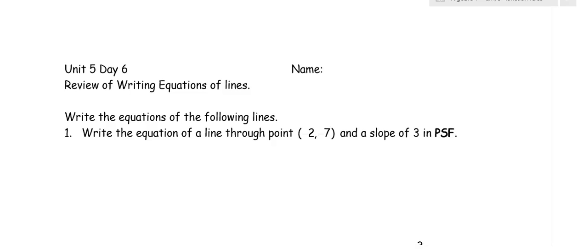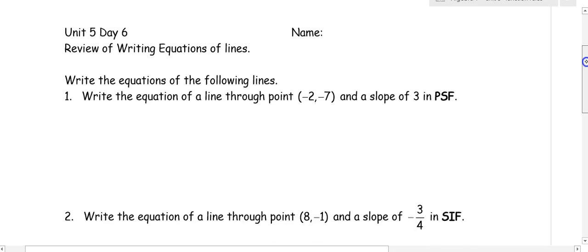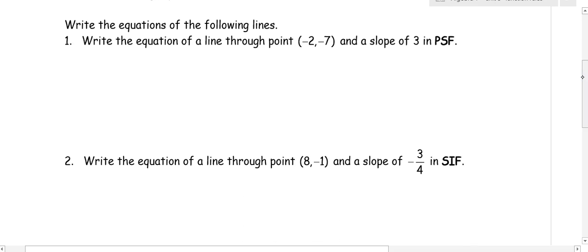This video is a review of writing equations of lines. So we're going to talk about problems that we did from the day 5 video and from the day 6 video. So in the first problem it says write the equation of the line through the point -2, -7 and a slope of 3 in PSF, which is point slope form. So remember that point slope form is y minus y1 equals m times x minus x1.